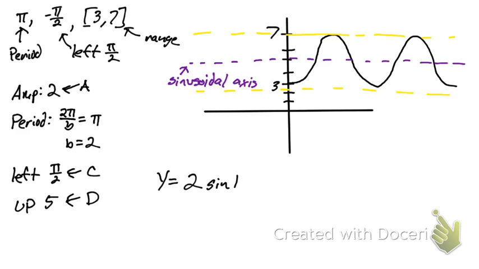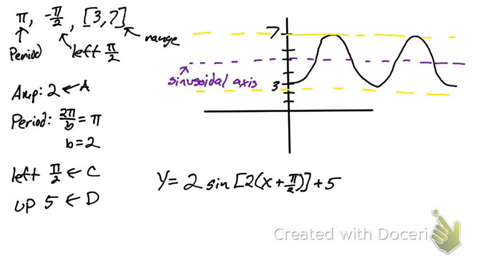Then we have sine of our b value, which is 2, then we have x, and we're going left pi over 2, so that means it's a positive pi over 2. And then it's going to go up 5, which is plus 5.